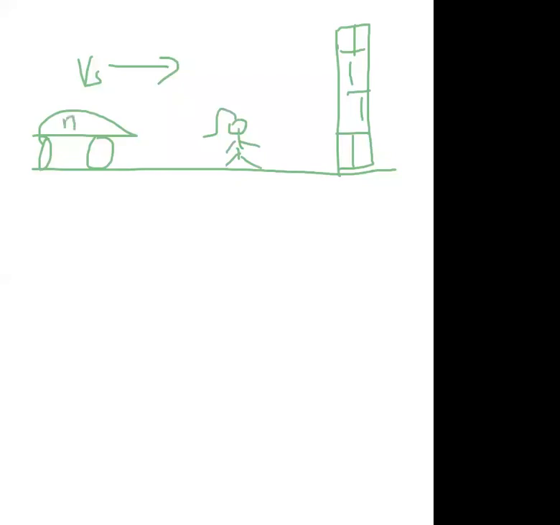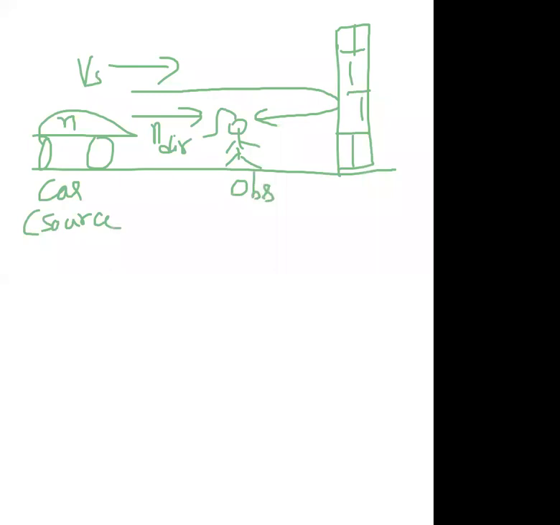The sound emitted by the car has frequency n. The direct sound is what reaches the observer directly. This is n direct. Indirect sound means the sound will travel and hit the wall and again reach the observer. The car is taken as source, and the observer is the person. The observer is at rest, v naught is equal to 0, and the wall is also stationary.